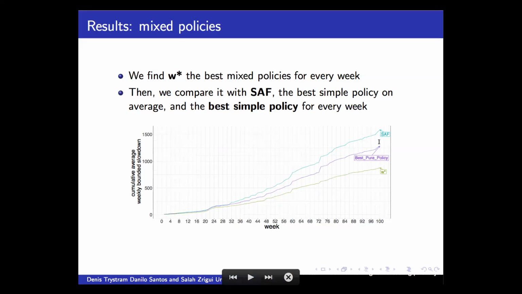You have SAF, which according to our experiments, nearly all of them, is the best simple policy to use. We compare it to the best pure policy, which is the policy that you obtain if you choose the single best policy of the 12 that I just presented in every week. And W star, which is the result of individual weekly optimizations using the mixed policy method that I presented.